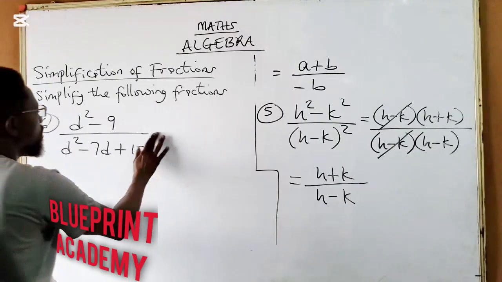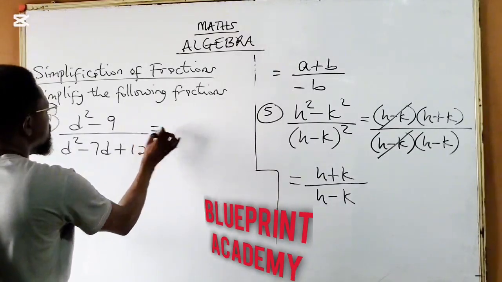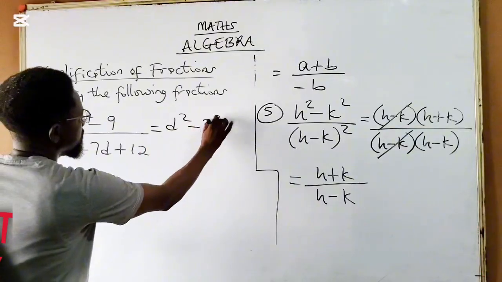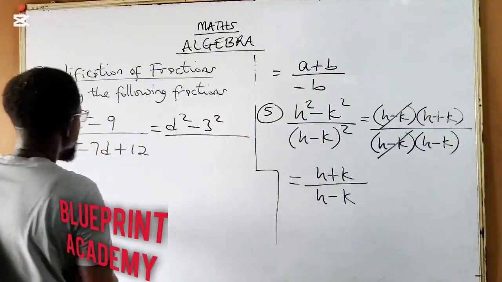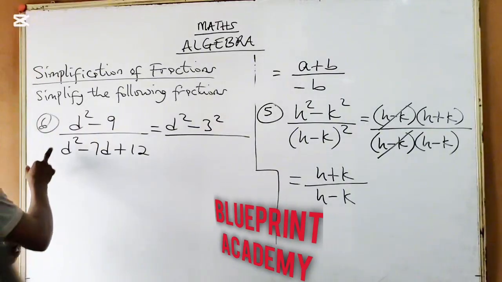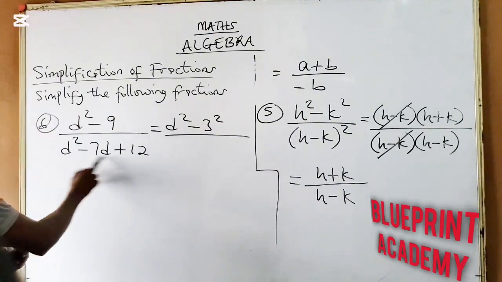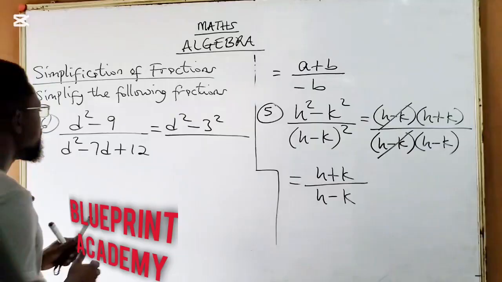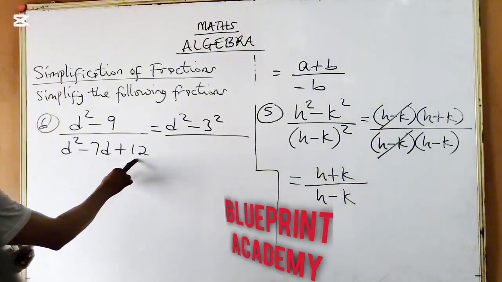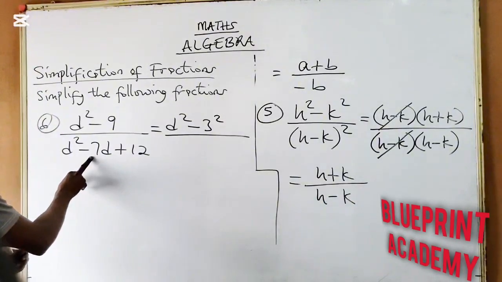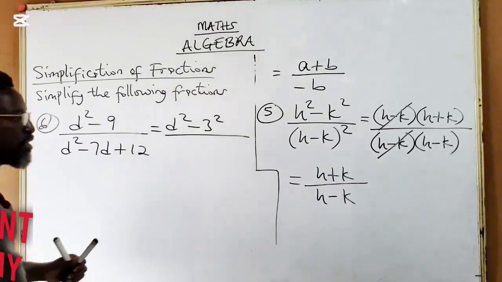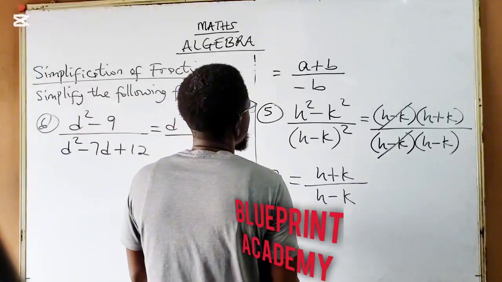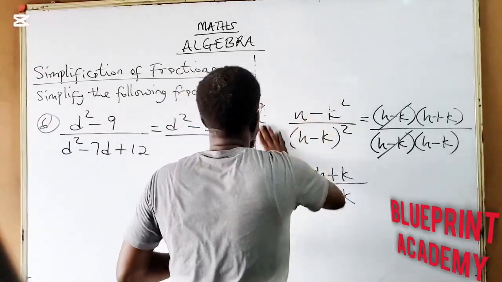Now for the numerator, we apply the difference of two squares. This is the same thing as d squared minus 3 squared. Then for the denominator, the coefficient here is 1, so 1 times 12 is 12. I'll look for two numbers such that when I multiply them, I get 12, and when I add them, I get minus 7.